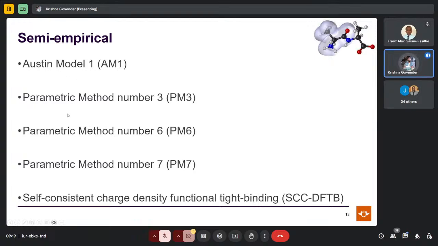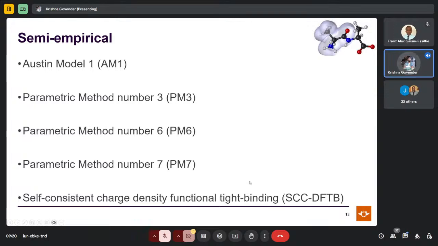So there's Austin Model 1, parametric method number 3, parametric method number 6, and parametric method number 7. And often these methods are basically improvements on the previous one. And then there's a relatively newer one, which is called self-consistent charge density functional tight binding. So SCC-DFTB. This is a method that is currently used quite often by a lot of researchers because it's based primarily on DFT, but there are approximations. So that's why they changed the name to tight binding.